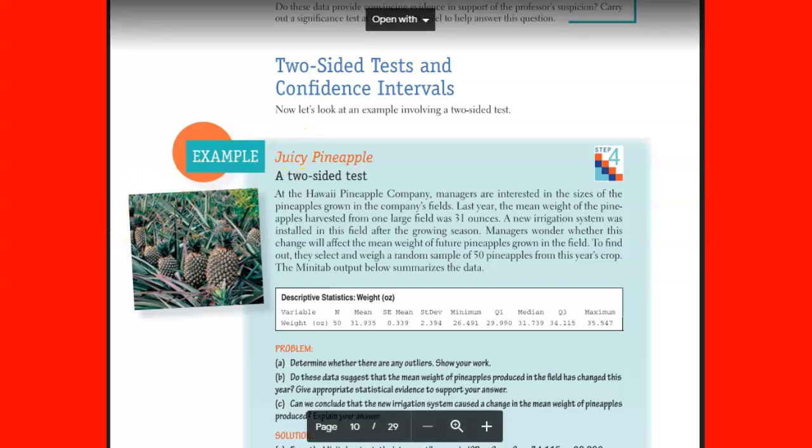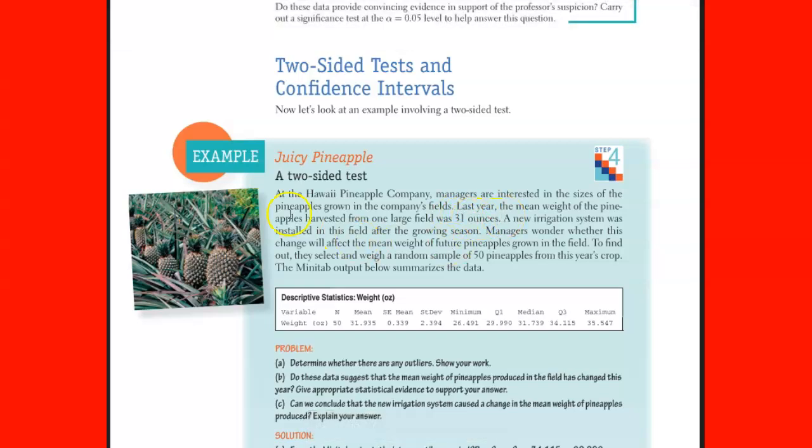You can find it if you want to. There's this pineapple company, and for them it matters. Like, are we selling big pineapples or small pineapples or what? The size of the pineapples matters. Last year, we know the mean was 31 ounces. We know that because we measured last year.